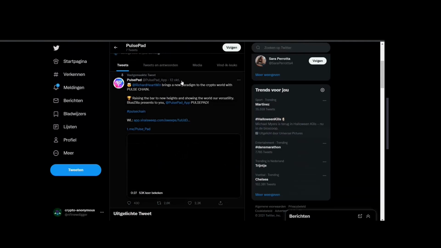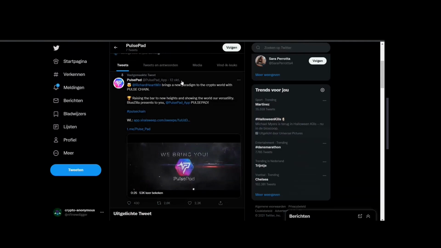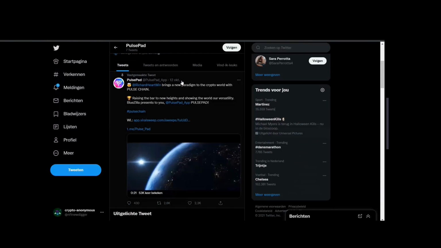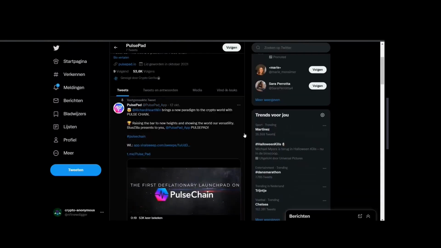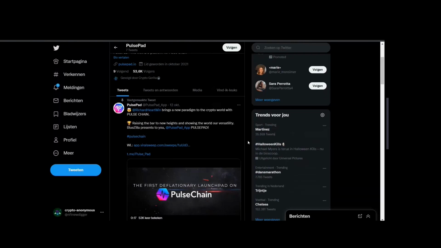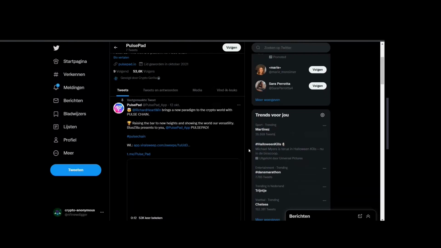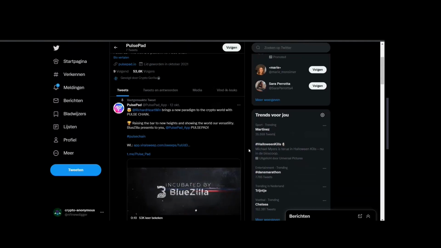So you can imagine how much potential this one has, because I remember AdaPad had fewer viewers in the beginning, and now it has 100k followers on Twitter. That's true. But AdaPad went 350x. Pulsepad, I think it will go at least 300x minimum. That is my opinion, but it's not financial advice.